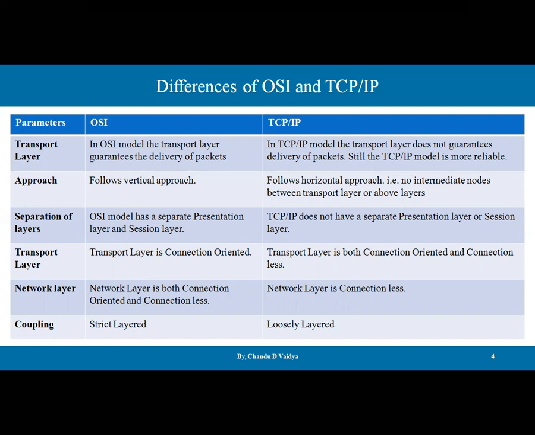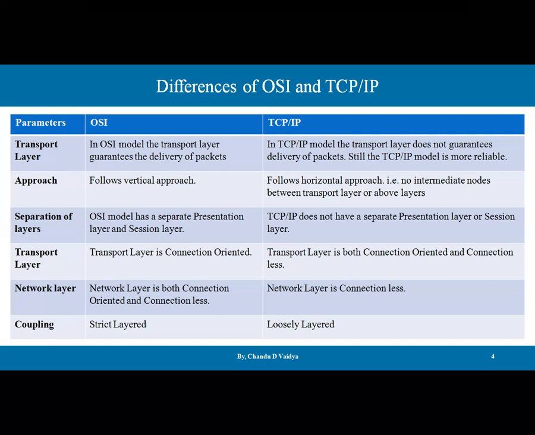Separation of layers. The OSI model has a separate presentation layer and session layer. Apart from that, TCP/IP does not have a separate presentation and session layer. Also, the application layer is combined, and we'll discuss that further. The transport layer is connection oriented in the OSI model, whereas the transport layer is connection oriented as well as connectionless in TCP/IP. About the network layer: the network layer is both connection oriented and connectionless in the OSI model, but in TCP/IP the network layer is connectionless.